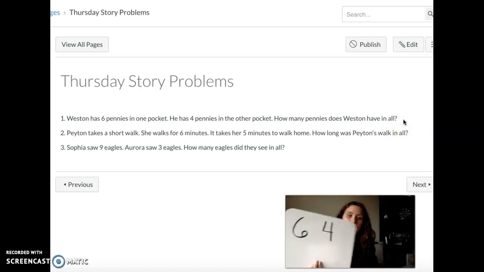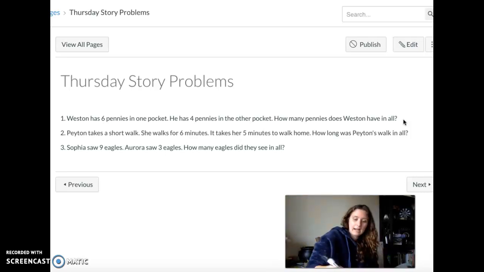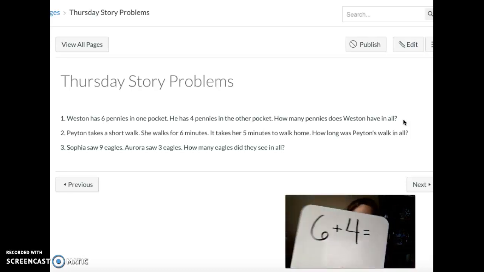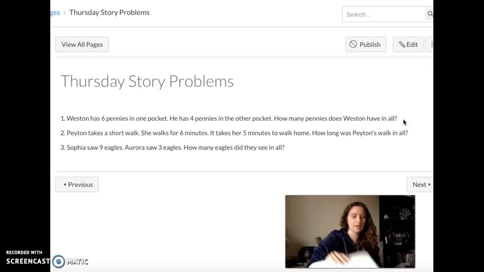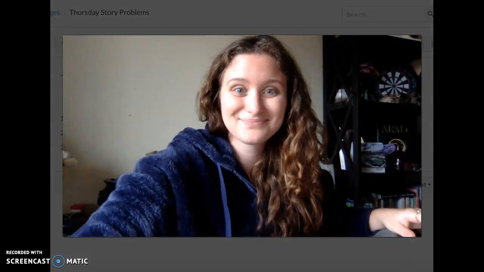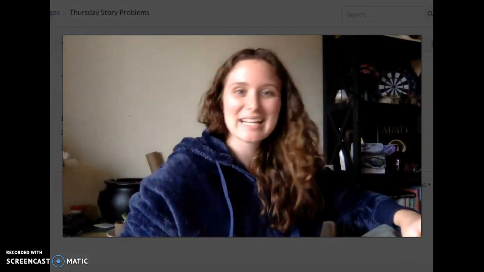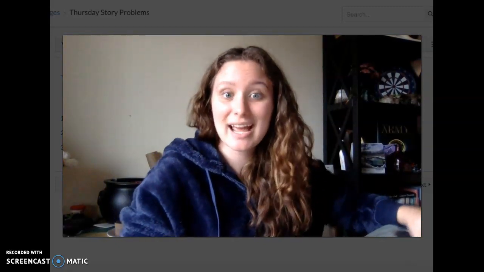So right now I have 6 plus 4. I'm going to write my addition sign and my equals sign. And now I'll solve. So I have 6 plus 4. That's easier to see, huh? So my next step then would be to take my counters and count them out.